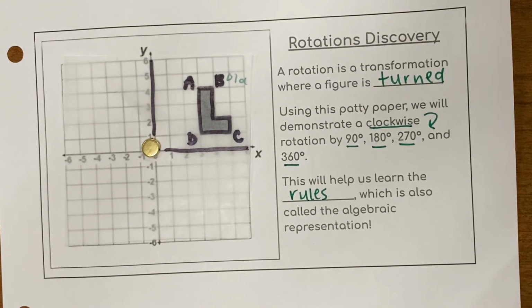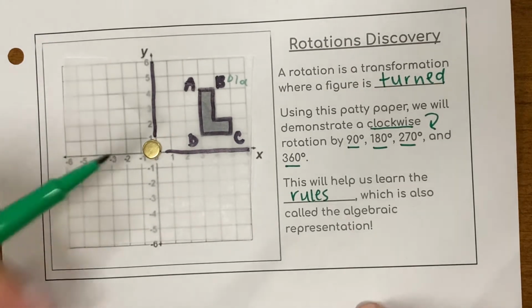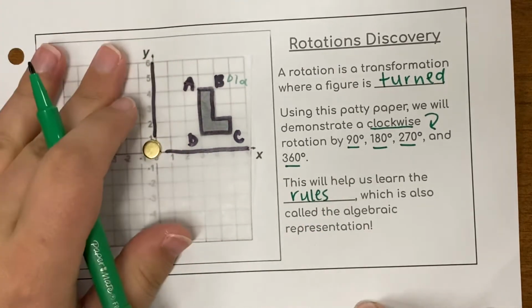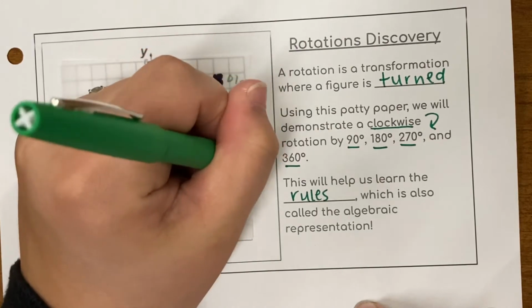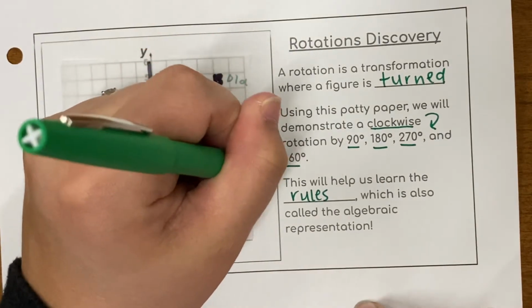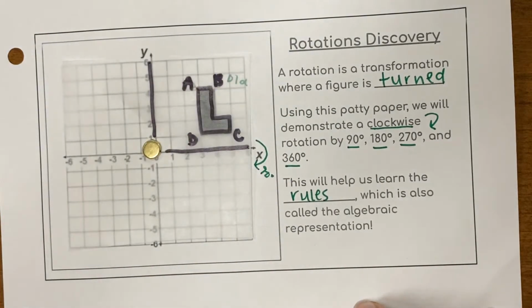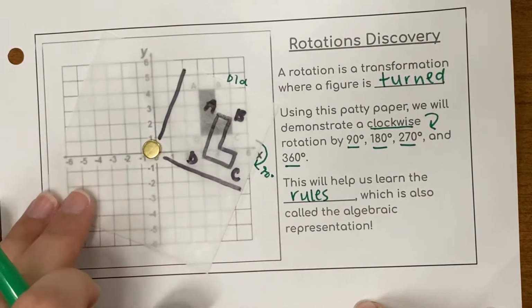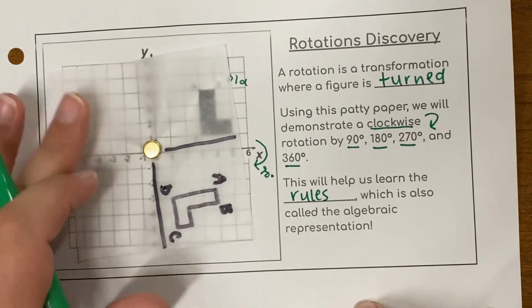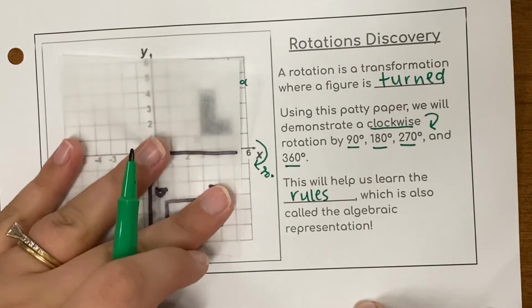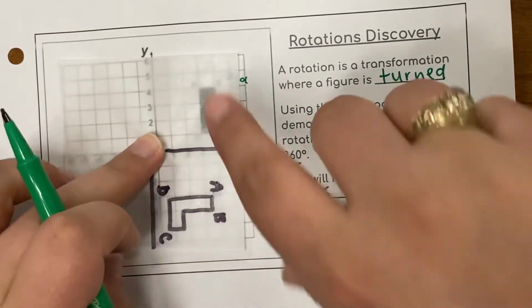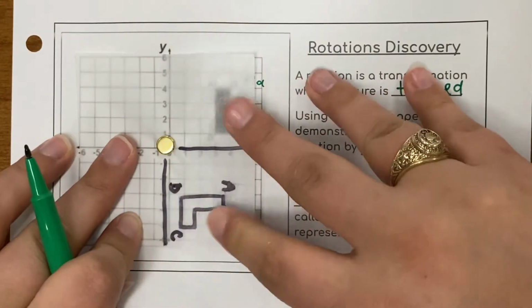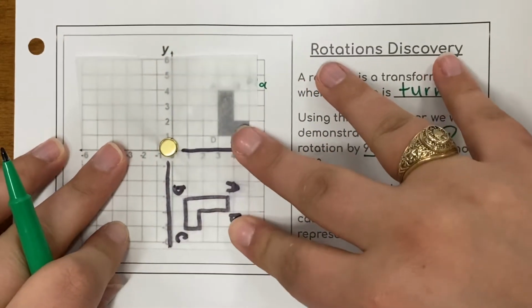So the first rotation that we have is 90 degrees. What this means is I'm going to move or rotate my figure 1 quadrant to the right. That would be a 90-degree rotation. So all I'm going to do is take my patty paper. I always am rotating about the origin, which means that the origin is my center, and that's what I'm going to rotate around. And now I have my graph here.